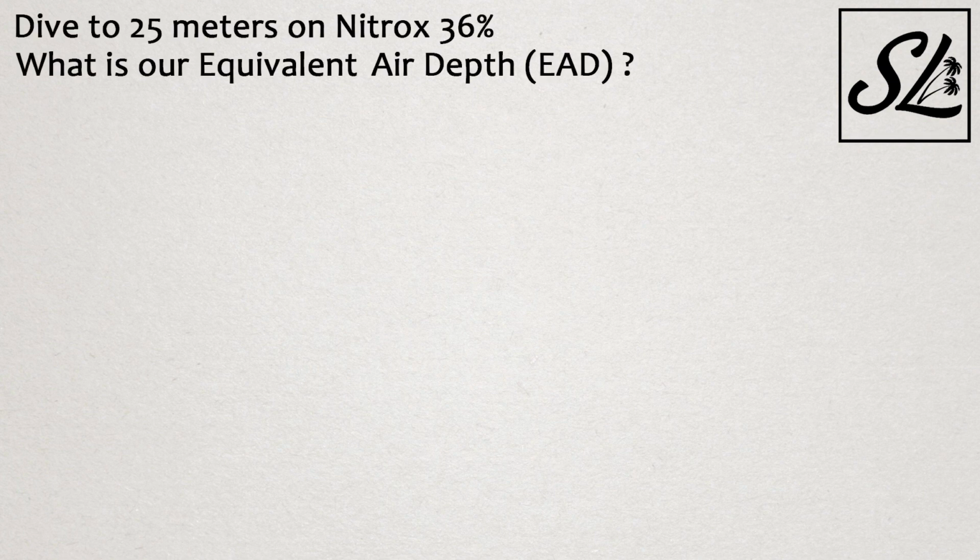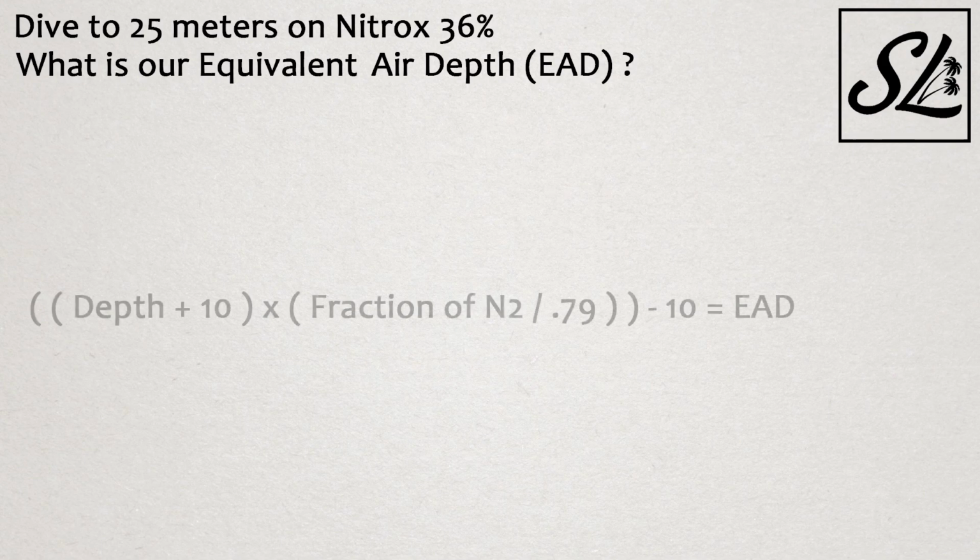So how do we calculate this? Well, let's say we plan a dive to 25 meters on a blend of Nitrox 36 and want to find out our equivalent air depth. We will do so using this formula here.